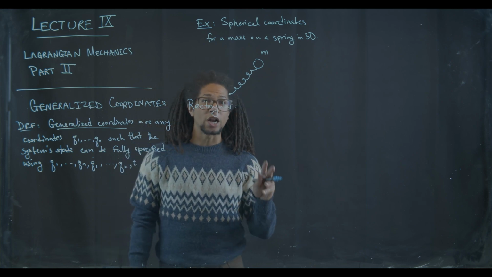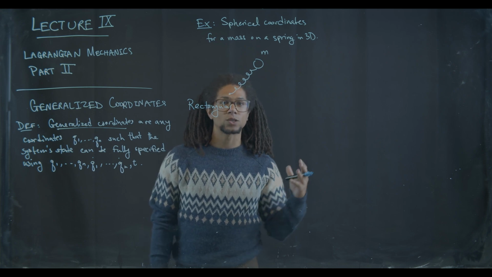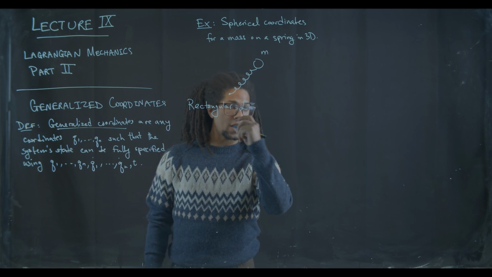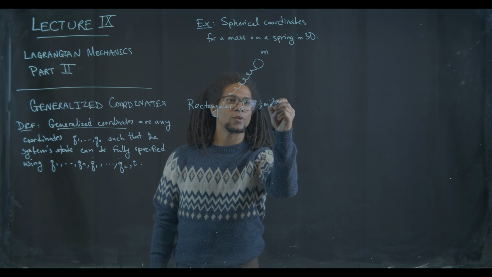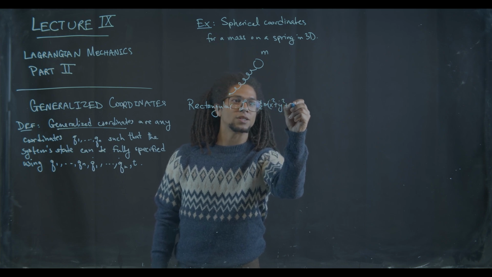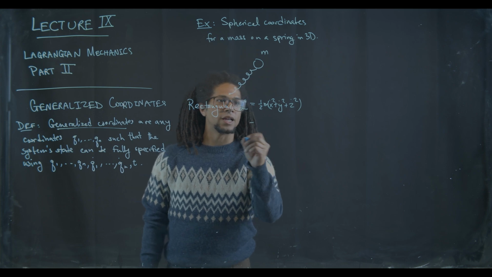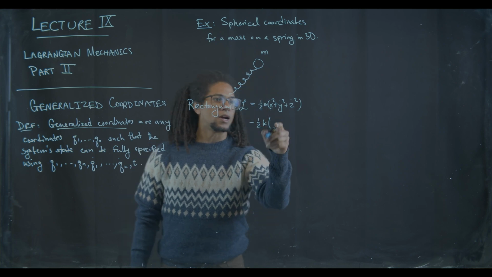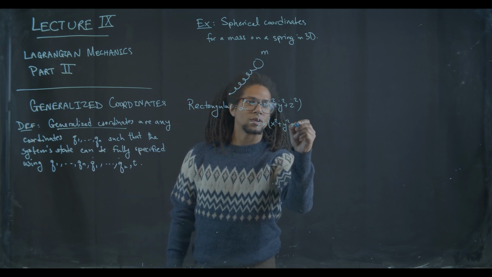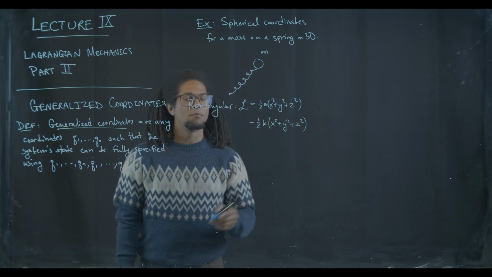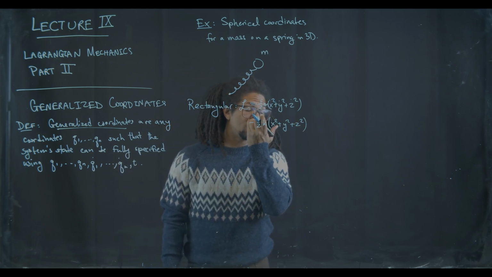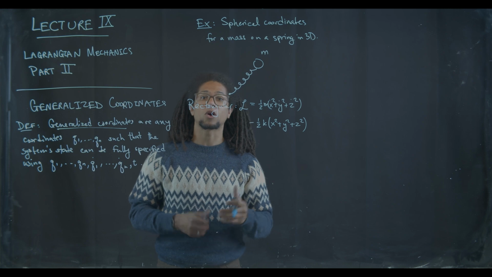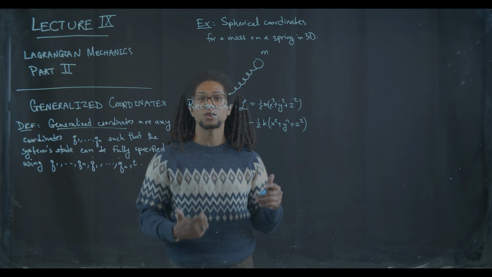In this case, our generalized coordinates are just rectangular coordinates, x, y, z. And our Lagrangian would be the kinetic part, 1/2 m times (x dot squared plus y dot squared plus z dot squared), minus the potential part, 1/2 k times (x squared plus y squared plus z squared). But we can rewrite this using spherical coordinates. Now, the rules for rewriting in terms of another generalized coordinate system are exactly the rules that we discussed last time for a constraint subspace.